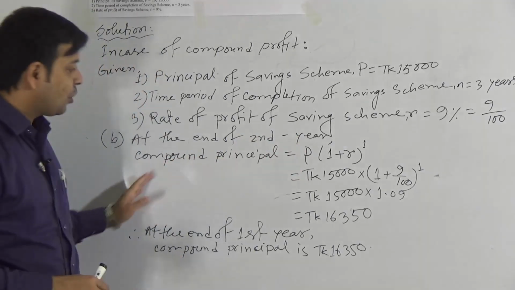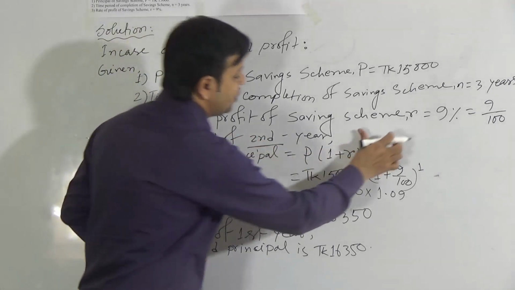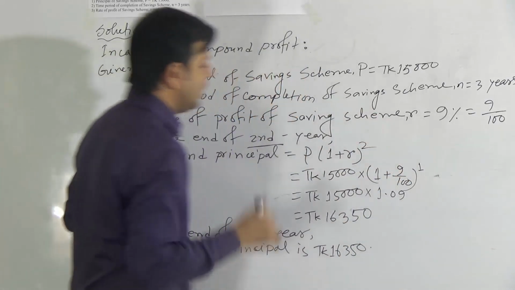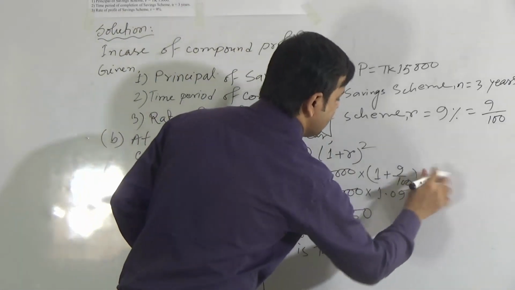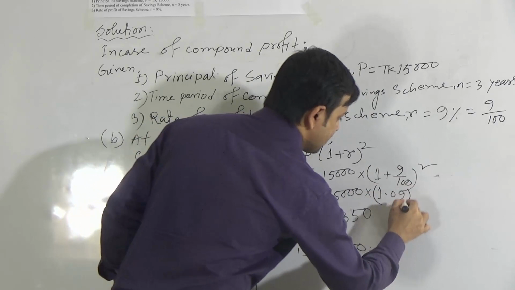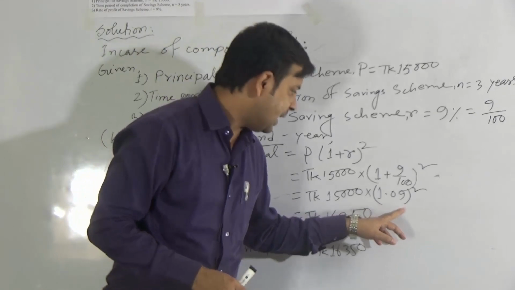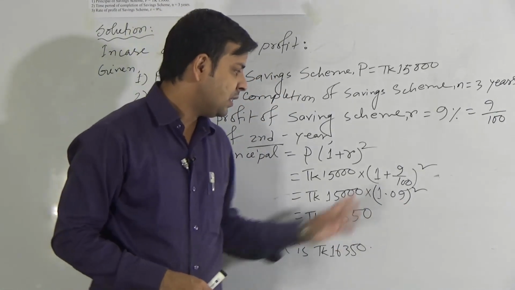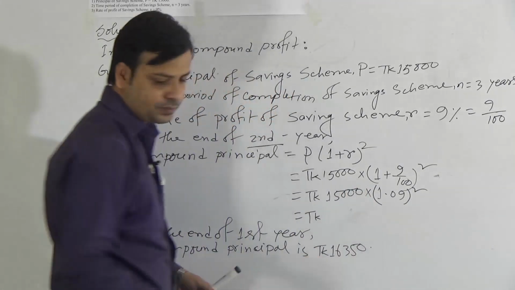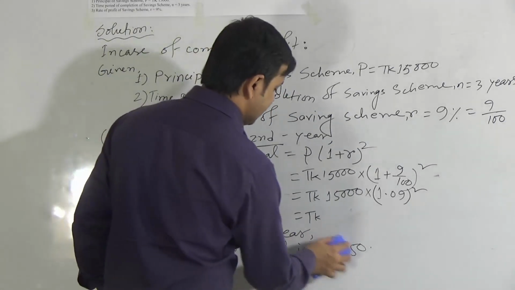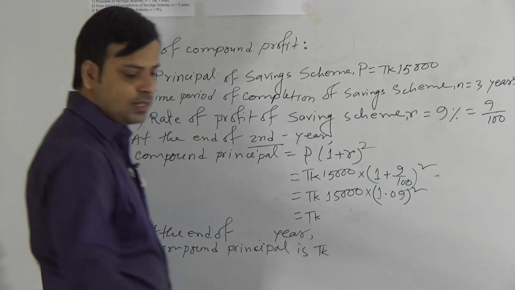At the end of second year, compound principal. What will be the compound principal? As I have written second year, we have to use the square here. It means 2. Now you can put the value. If you take the square of 1.09 and then multiply that by 15,000, you will get the required answer. Then the time will be changed, so this one also will be changed. Just we have to write second year.